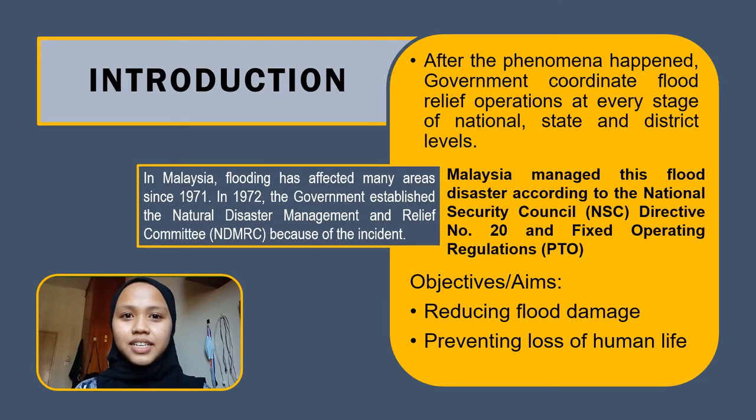In Malaysia, flooding has affected many areas since 1971. In 1972, the government established the Natural Disaster Management and Relief Committee, NDMRC, because of this incident. After the phenomenon happened, government coordinated flood relief operation at every stage of national, state and district levels. Malaysia managed this flood disaster according to National Security Council, NSC, Directive No. 20 and Fixed Operating Regulation, PTO. The objective of this management is reducing flood damage, preventing loss of human life.